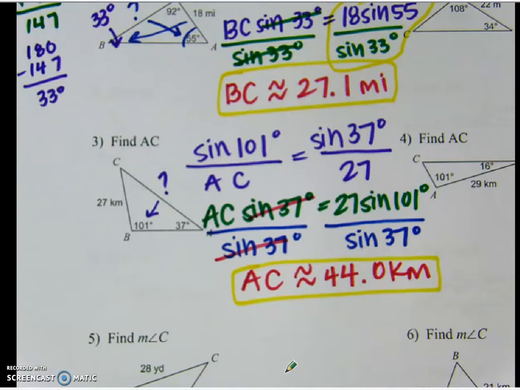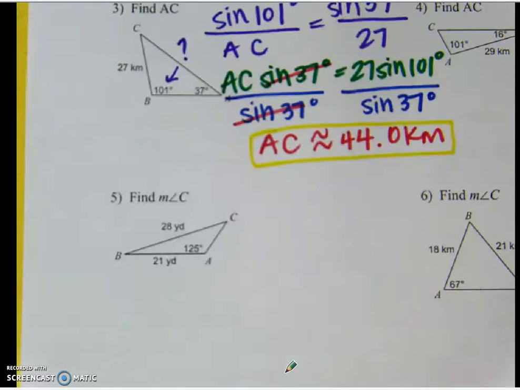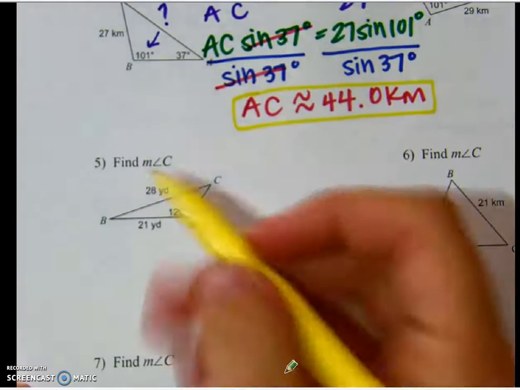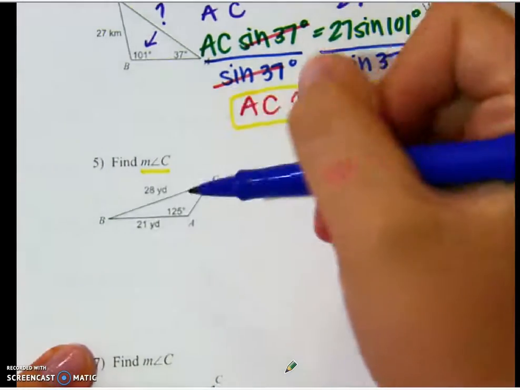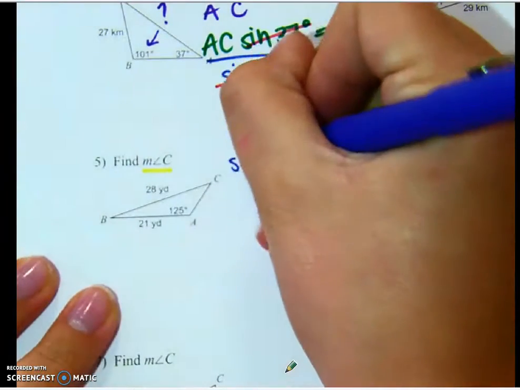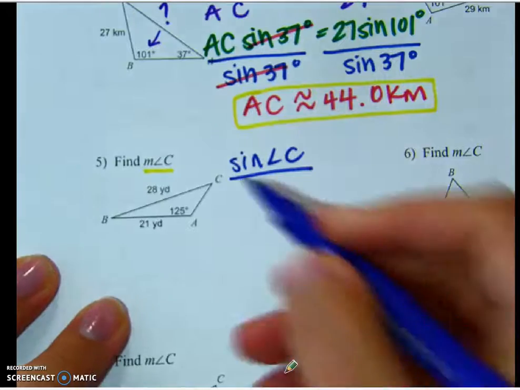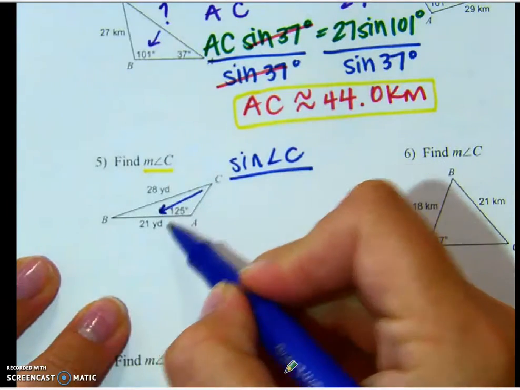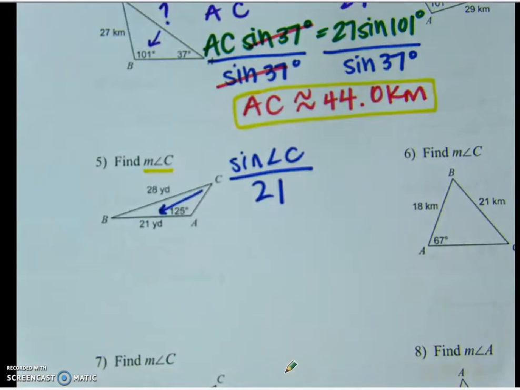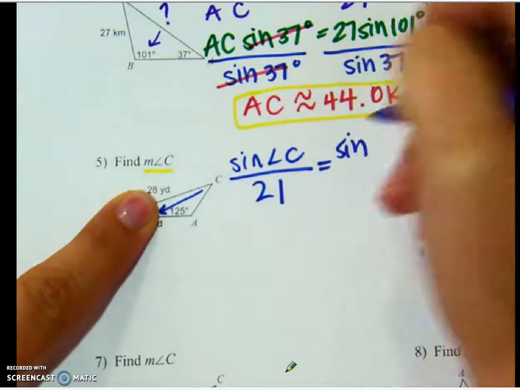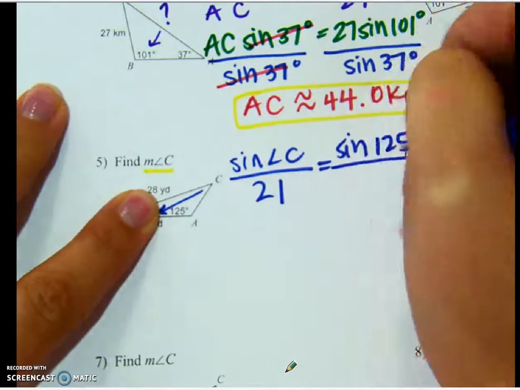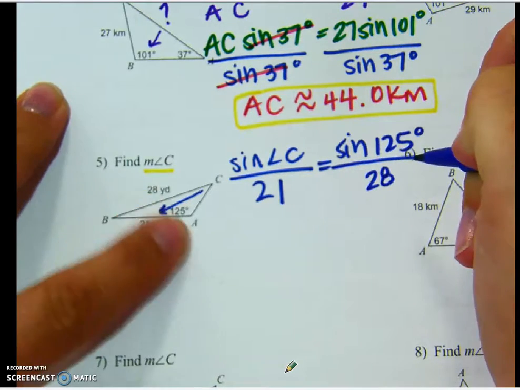Or let's actually do a couple more because we need to do the ones with the angles. So look at 5. For number 5, they're asking for an angle. So 1 through 4, they're asking for sides. 5 through 8, they're asking for angles. And we did this in the notes in example 1b. Okay, so I'm going to start out with what they're asking for, which is sine of angle C. And then across from angle C, I know that that side is 21. And then I'm going to set it equal to the angle and side pair that I know. So that would be sine of 125 over the side that's across, which is 28.